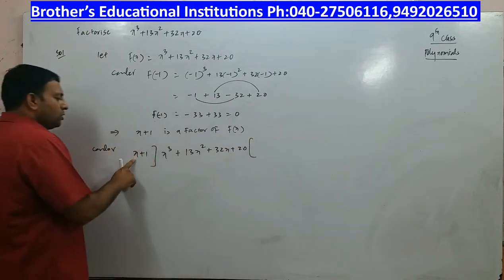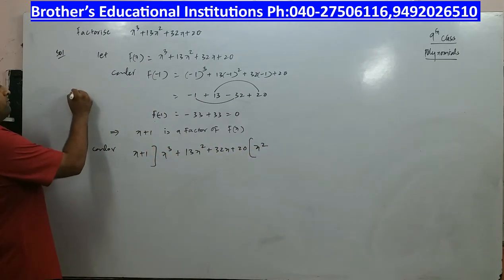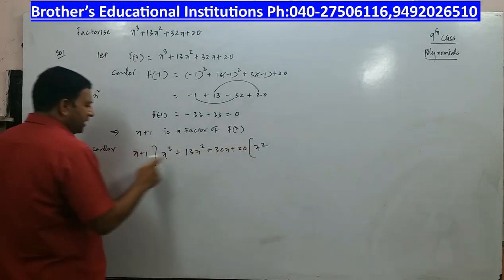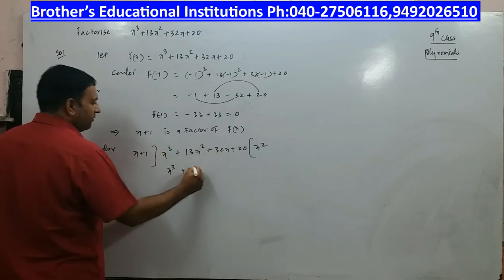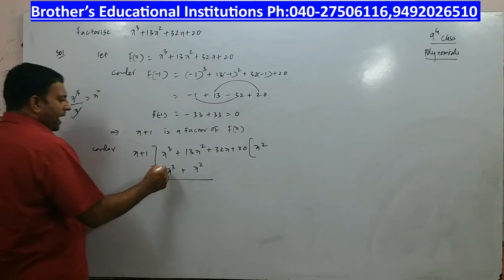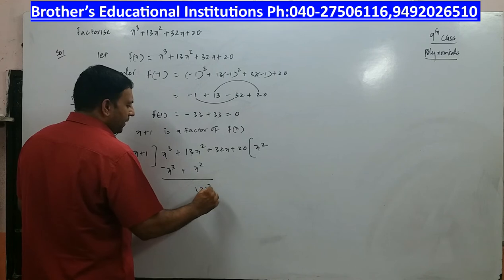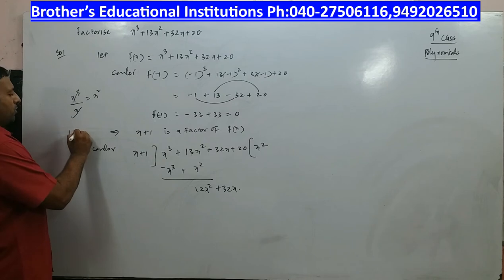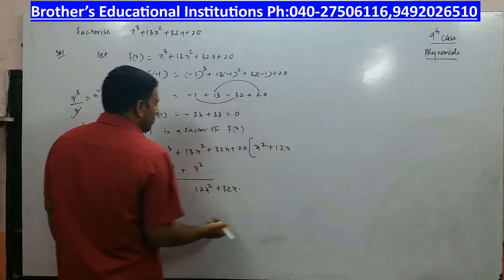You divide. So x goes in x cube, x square times. You can do that in the rough work also. X cube divided by x goes how many times? X square. Again you multiply this x square to both. So x square into x will be x cube, x square into 1 will be x square. You subtract. When you subtract, x cube cancels. 13x square minus x square will be 12x square, followed by 32x. Now you have 12x square divided by x. When you divide 12x square by x, you get 12x. So I shall write this 12x here.